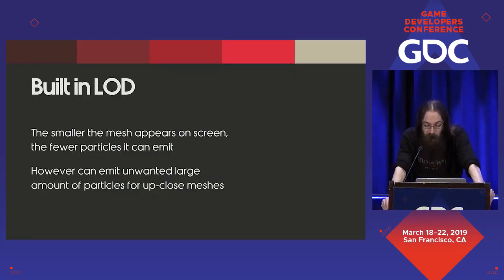One of the key benefits of this technique is it has built-in level of detail. The smaller the mesh appears on screen, the fewer particles it is able to emit. However, this relationship is obviously not linear. If a mesh is unfortunate enough to be close to the viewing camera, it may occupy large portions of the screen. This can create the opportunity to emit a large quantity of particles per frame.